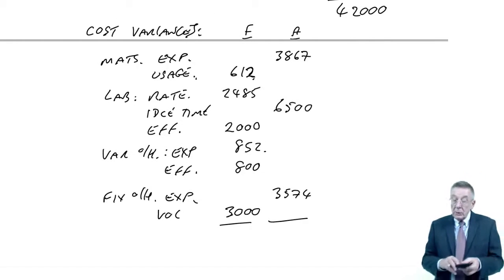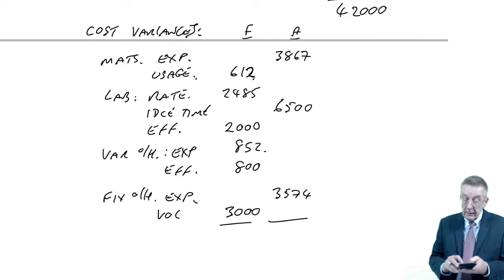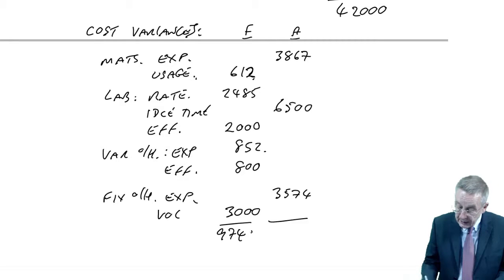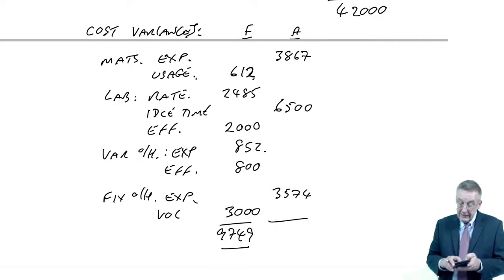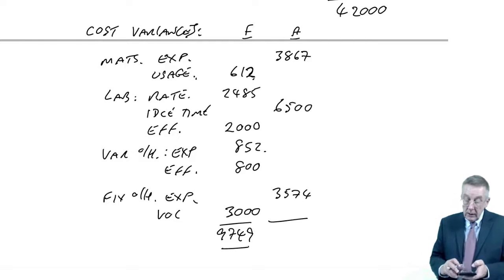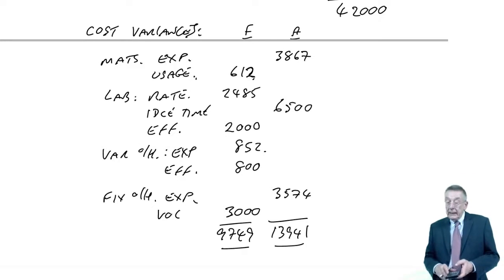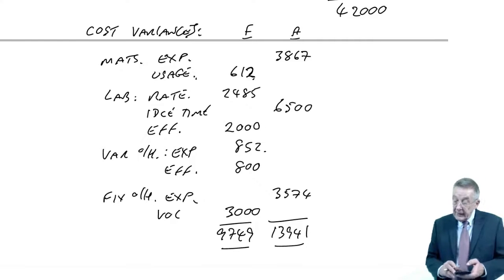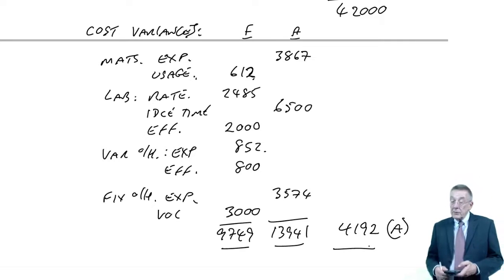And so what are the totals? The total favourable variances $9,749. The total adverse variances $13,941. I'll soon find out if I did my arithmetic right. So there's a net adverse variance, 13,941 minus 9,749, so 4,192 adverse. And what does that do to the profit?